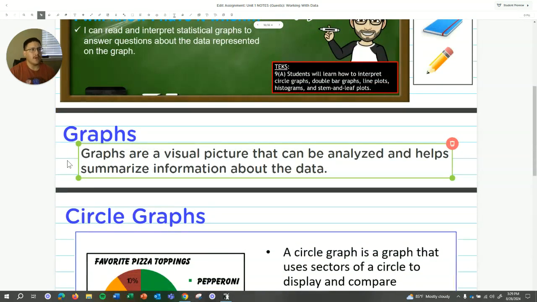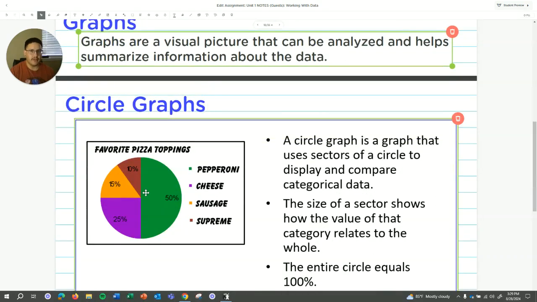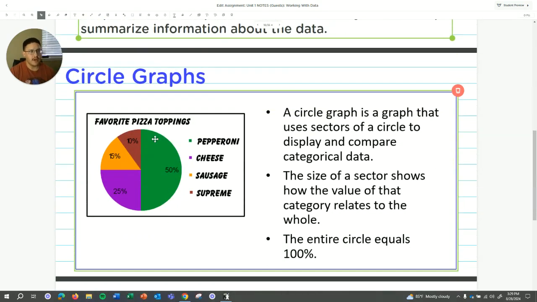Graphs are a visual picture that can be analyzed and help summarize information about the data. One of the graphs we're going to be looking at is circle graphs. You can see here, circle chart, favorite pizza toppings. We have pepperoni in green, cheese in purple, orange for sausage, and then red for supreme. And notice how you have different percentages, different slices of the pie for the circle graph.